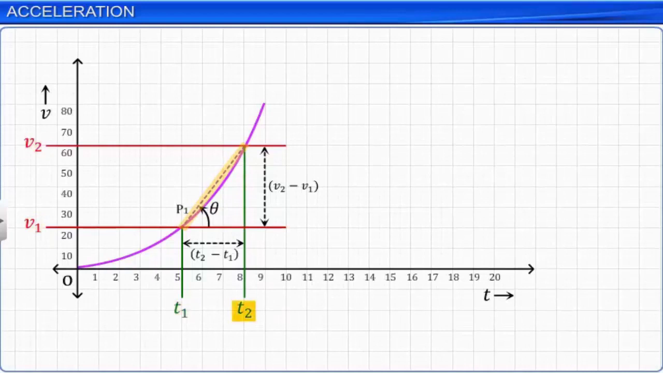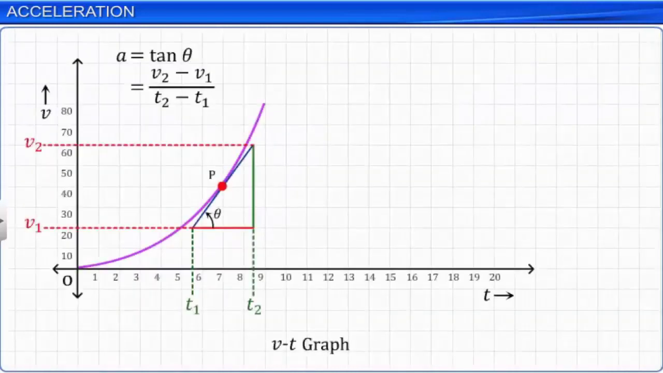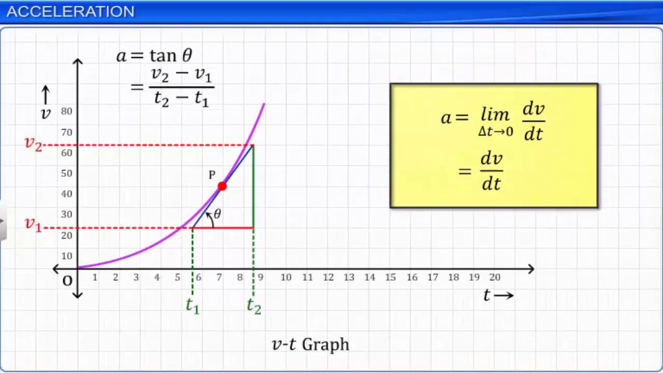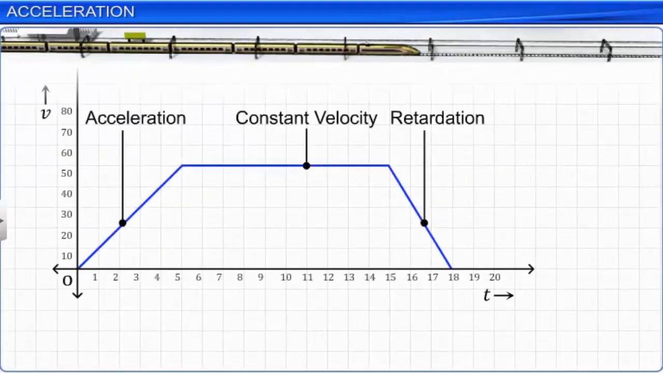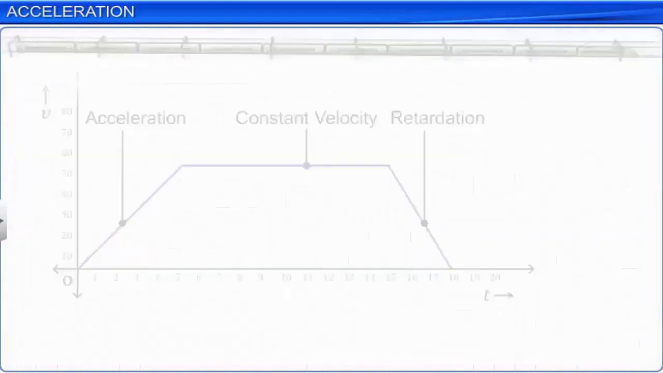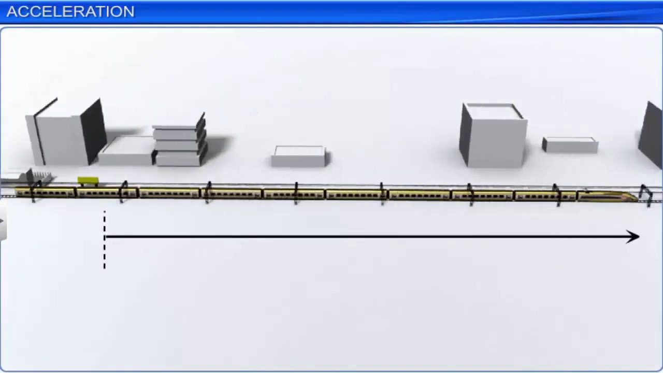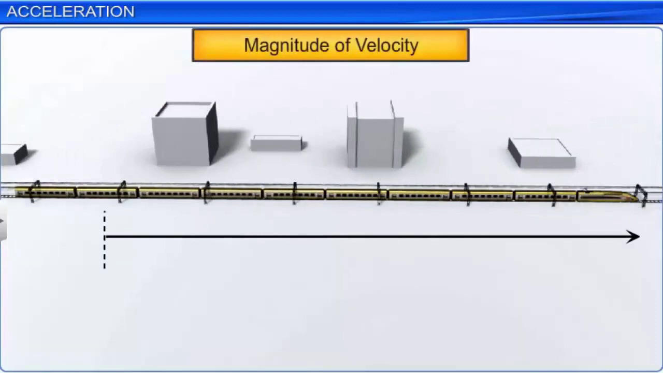Just as we defined instantaneous velocity, we can similarly define instantaneous acceleration. On the VT graph, instantaneous acceleration at any point on the curve is represented by the slope of the tangent drawn at that point. Like velocity, acceleration is also a vector with both magnitude and direction. The acceleration of a body can change with either a change in the magnitude of its velocity or change in the direction of its velocity, or both.